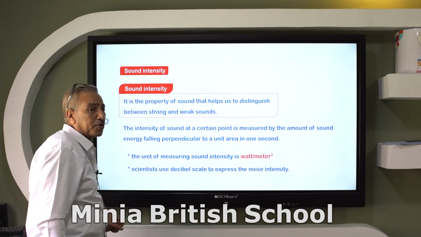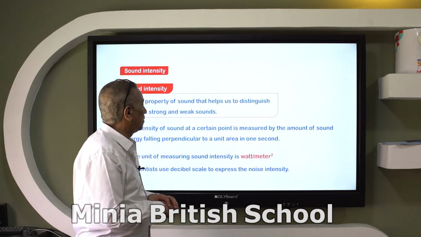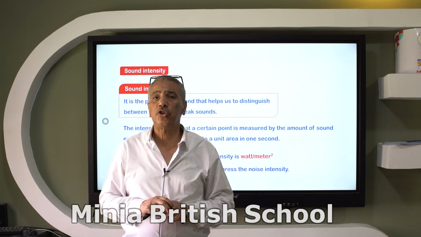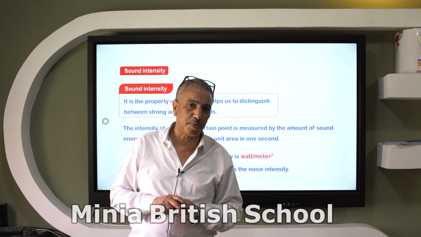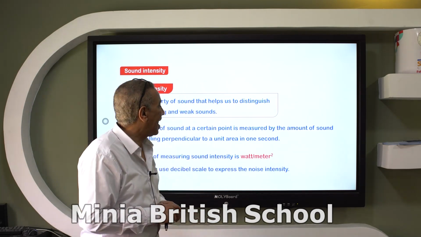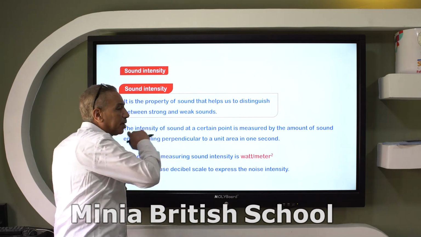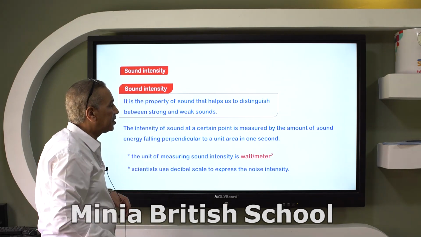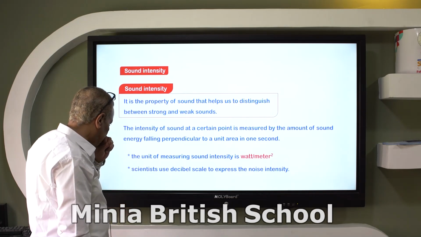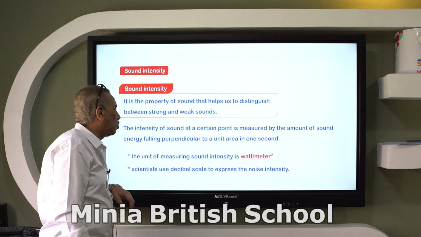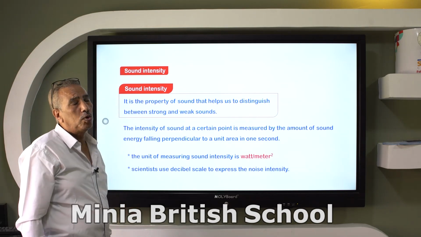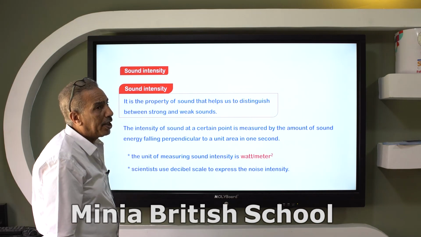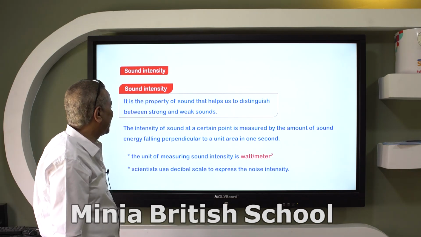The second property of the sound is the sound intensity. This is a property of the sound in which the human ear can distinguish between the strong sound and weak sound. Strong and weak. This is the sound intensity. Sound intensity at a certain point is the amount of sound that falls on a certain point perpendicular to the unit area of the ear. This is the intensity of the sound.